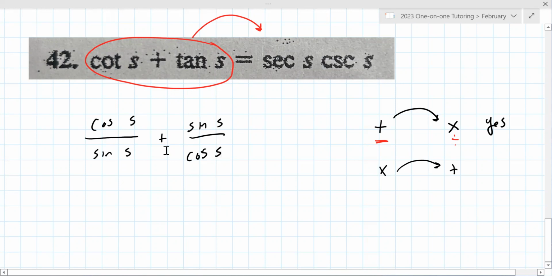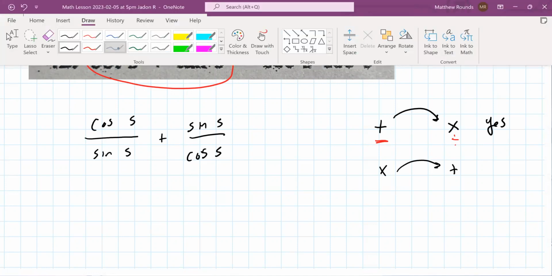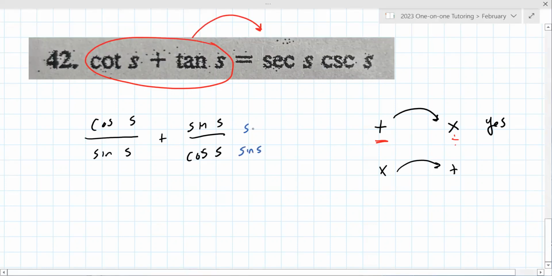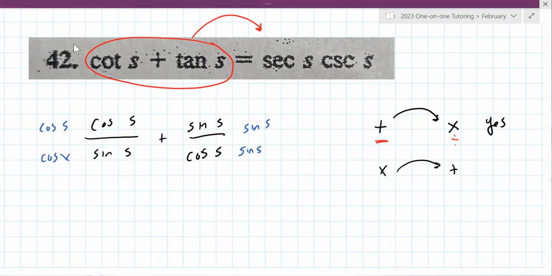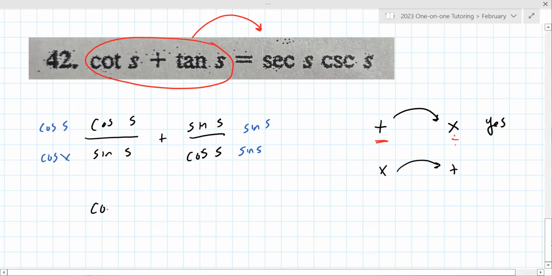And so the denominator here, we're going to make it match with sine and cosine. So you're going to have to multiply the one on the right by sine s, cosine s. So in the numerator, it's cosine squared s over cosine s sine s plus sine squared s over cosine s sine s. And now you can combine them.